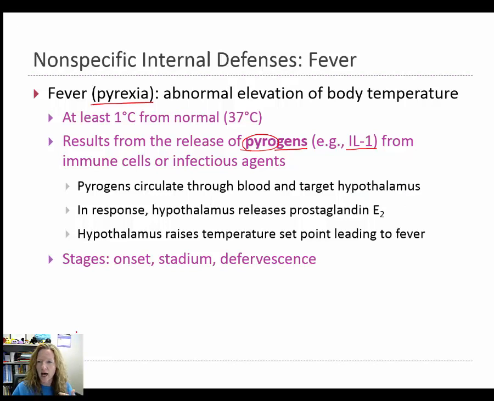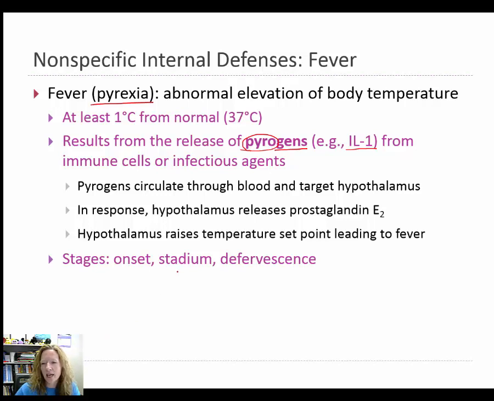hypothalamus. And what happens is the hypothalamus releases prostaglandins, and what that does is it actually goes in and changes the thermostat of your body. Because remember, the hypothalamus is the thermostat of your body. And the hypothalamus is going to go in and raise body temperature. And that is what leads to a fever.